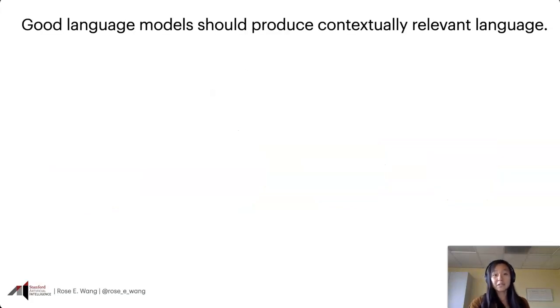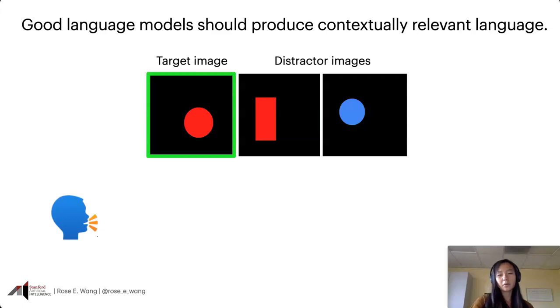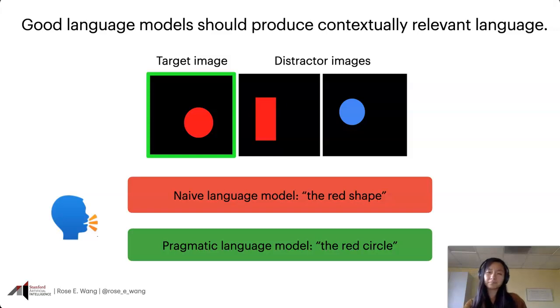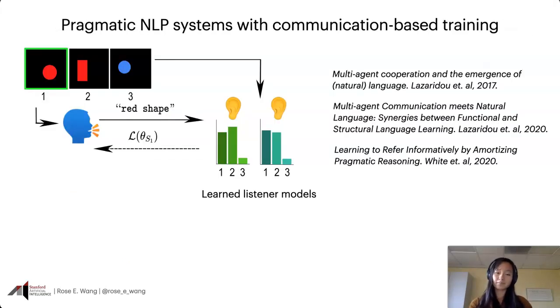Our work takes a Gricean perspective on language, namely that language models should learn to produce contextually useful language. Consider the following reference game, where the goal of the speaker is to disambiguate the target image from distractor images for the listener. A naive language model may generate the literal description, the red shape. This is semantically accurate, but fails to disambiguate the referent from its context. A more pragmatically useful description would be the red circle.